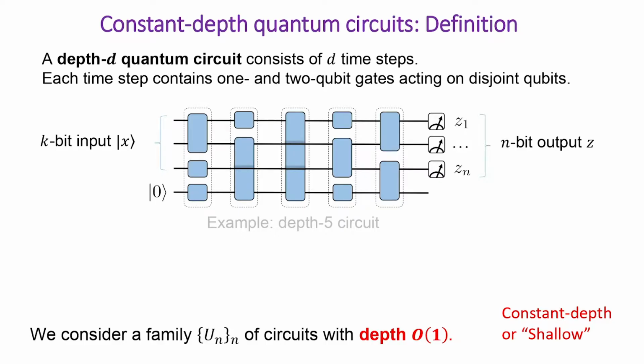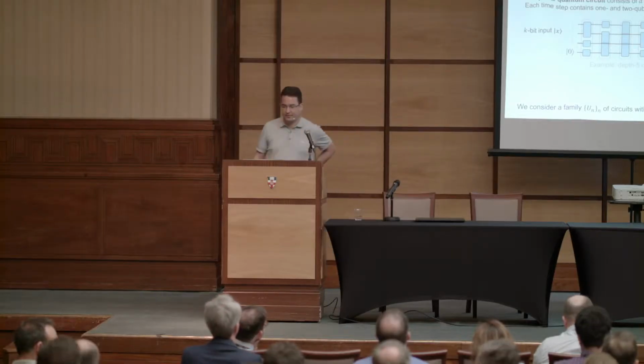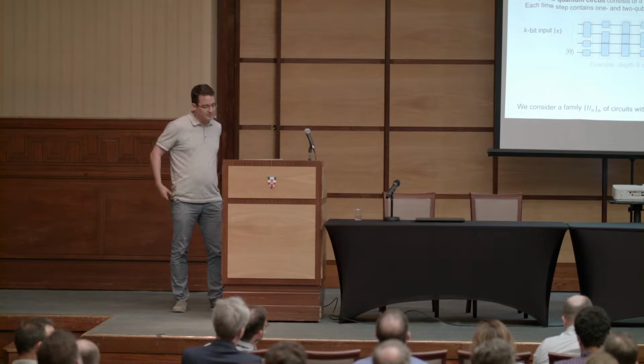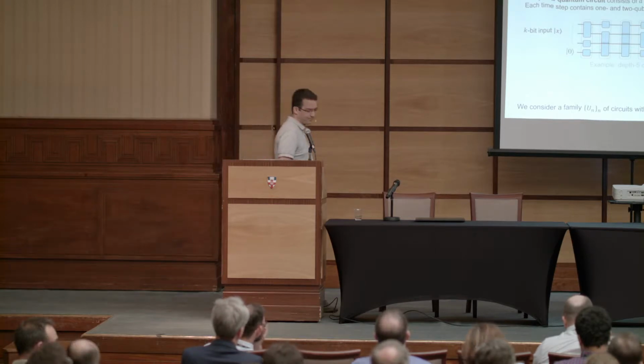Now for quantum circuits, I probably have to say even less. This is just a standard quantum circuit. The way we use it is we encode the problem in the computational basis on the input bits, with maybe additional ancilla qubits in the state 0. Then we apply these one and two qubit unitaries, and at the end we measure in the computational basis, obtaining the outcome. Again, we're interested in circuits that have constant depth, independent of the problem size. This is what we call shallow circuits.